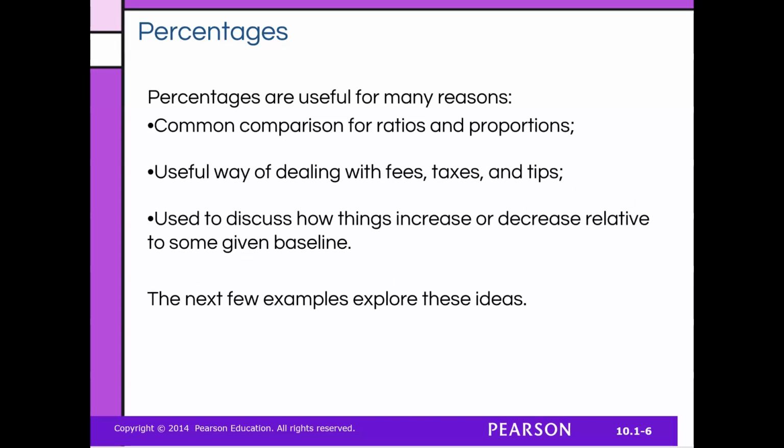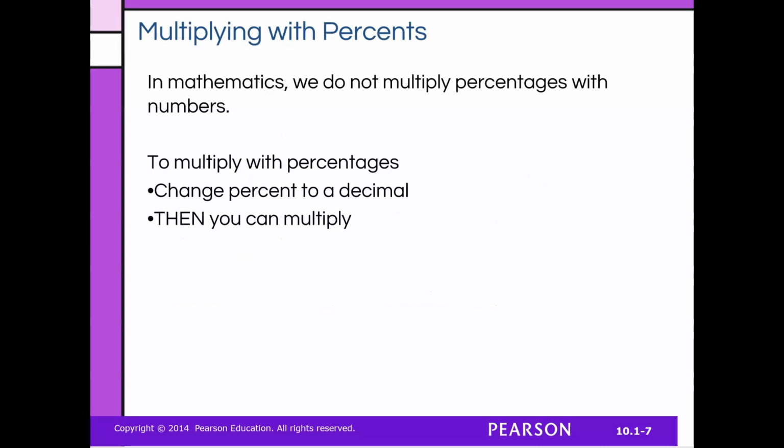So percentages are useful. We use them all the time. It might rain, 50% chance of rain today. They're common comparisons, 15%, 20% tip, taxes. We use them to discuss the relative baseline and things like that. So this is really important.